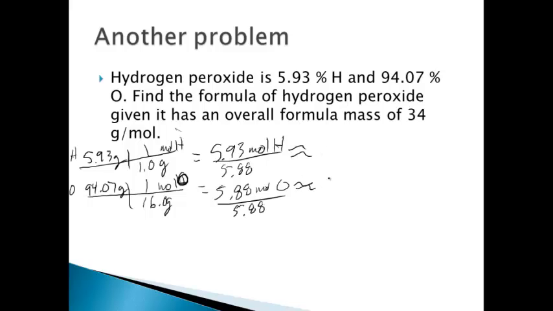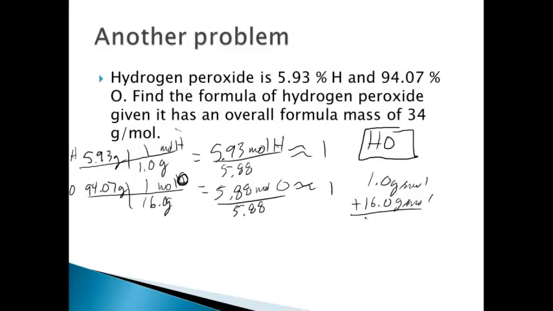For both of these, I get approximately 1. So my empirical formula is HO. To find the molecular formula, once again, I need the mass of my empirical formula. Hydrogen is 1.0 grams per mole in the periodic table. Oxygen is 16.0 grams per mole. There's 1 of each, so we add them up and get 17.0 grams per mole.